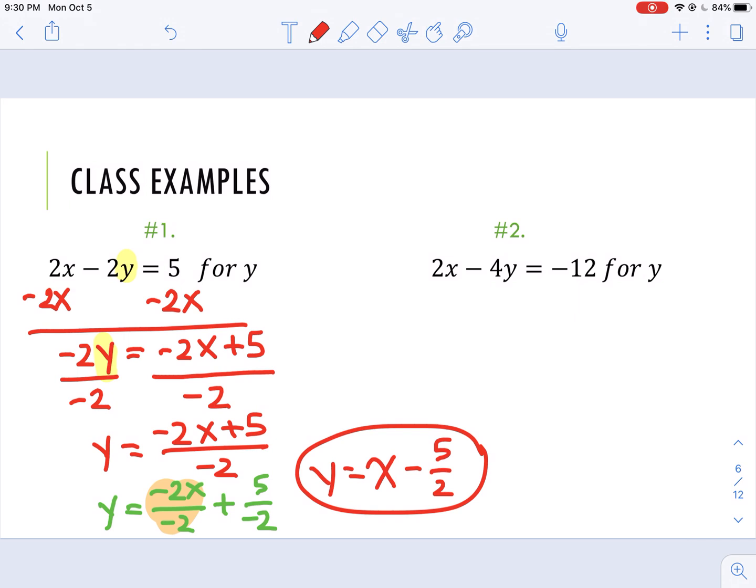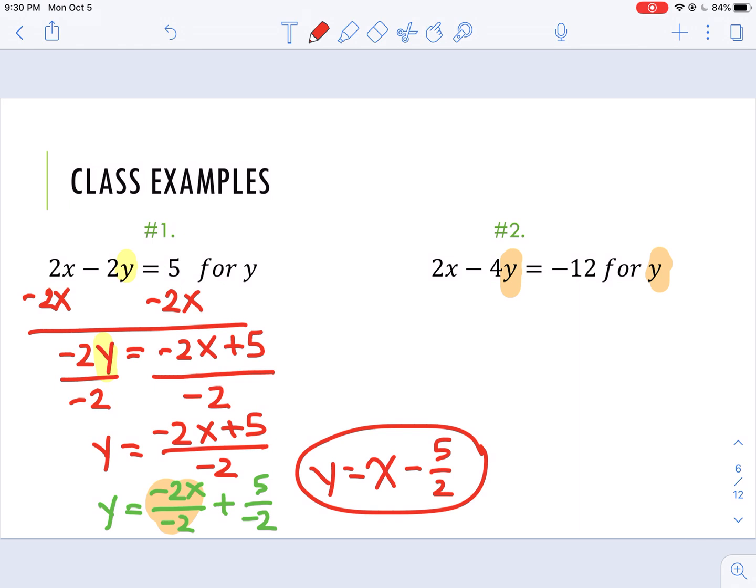All right, let's try number 2 together. So number 2, we have a very similar problem. We're solving for y again, all right? And they're saying the literal equation is 2x minus 4y equals negative 12. All right, so let's take a look at how we'd solve this problem.